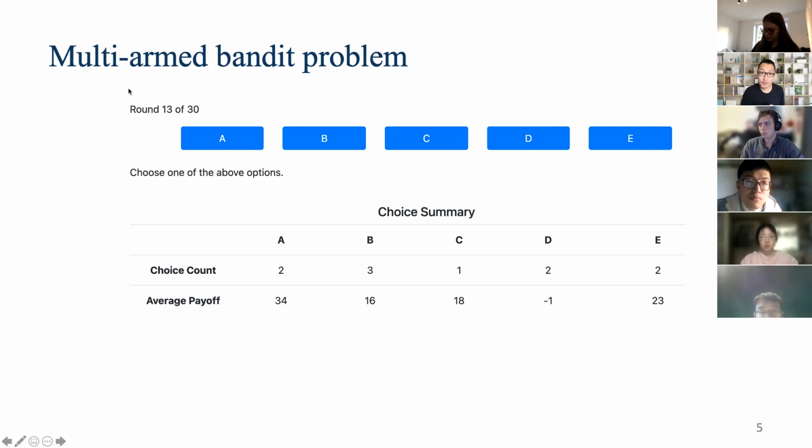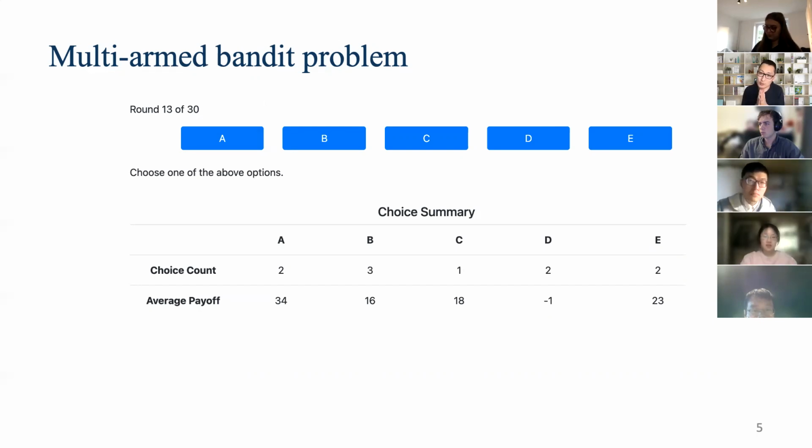You need to draw from these different alternatives and get an idea of the distribution of the payoff behind each alternative. And after you get some knowledge, you need to use that knowledge to maximize your payoff in later periods. So that's the 4 tasks.